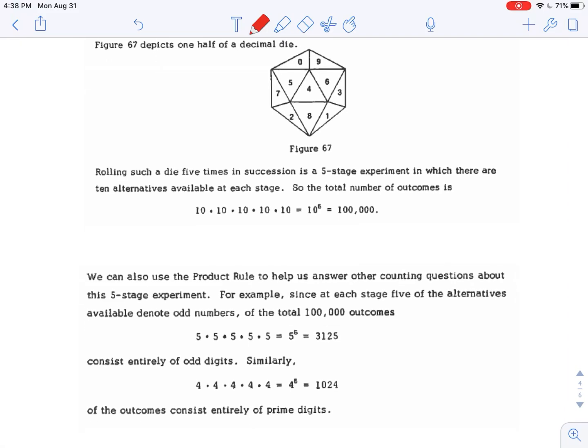So that allows us to roll a nice fair die, and if we roll it 5 times, that should give us 100,000 possible outcomes. 10 times 10 times 10 times 10 times 10, or just simply say 10 to the 5th power.